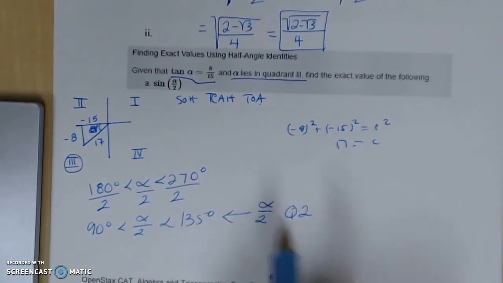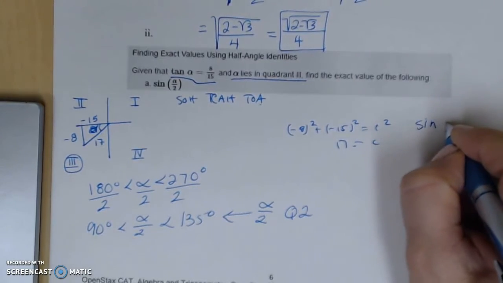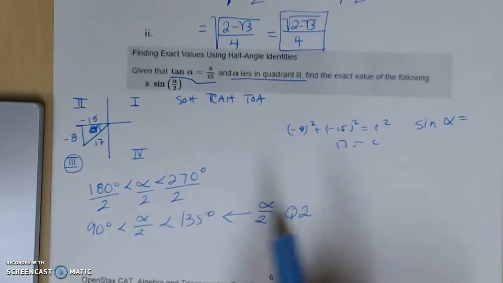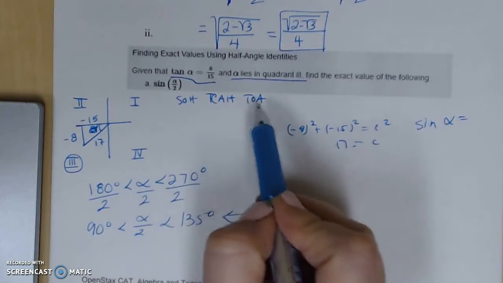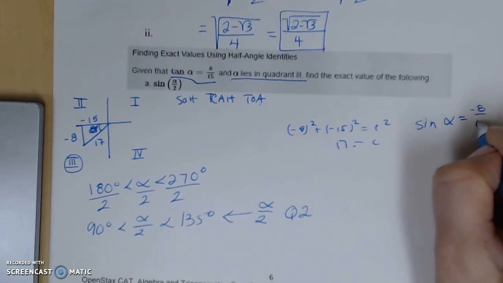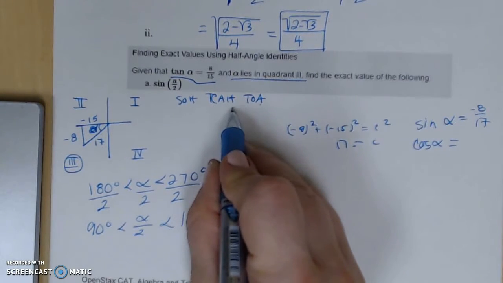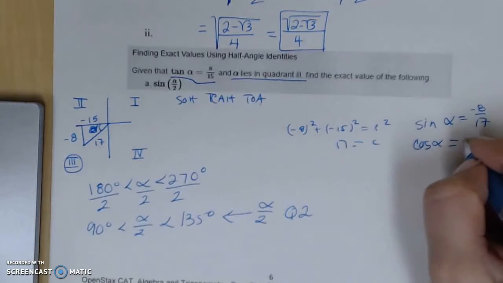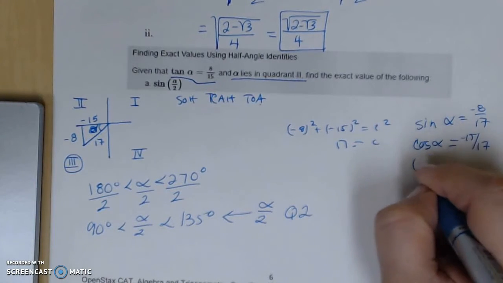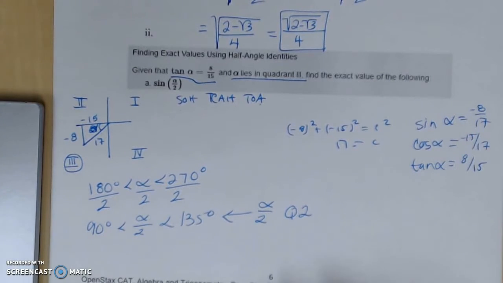Now before we get going with sine of alpha over 2, let's also note that sine of alpha is equal to, remember SOHCAHTOA, opposite over hypotenuse, so it would be negative 8 over 17. Cosine of alpha is adjacent over hypotenuse, so we're looking at negative 15 over 17. And tangent of alpha was given, which was 8 over 15. Now let's get going with this problem.